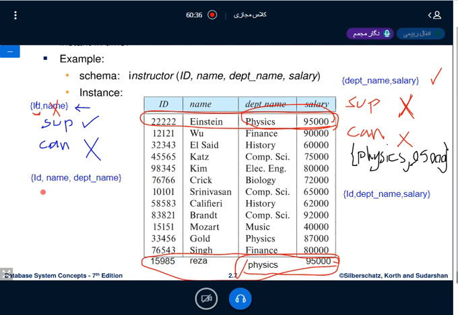Okay, this one, is it a super key or candidate key or not? ID, name and dept name.